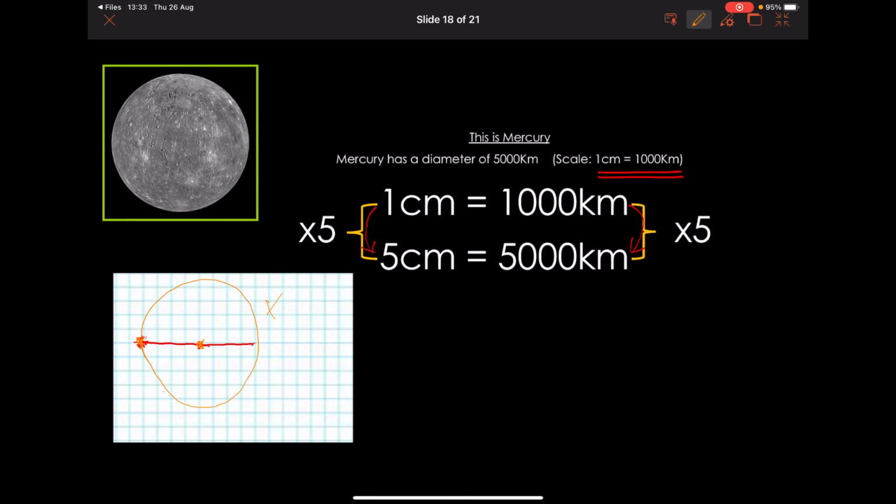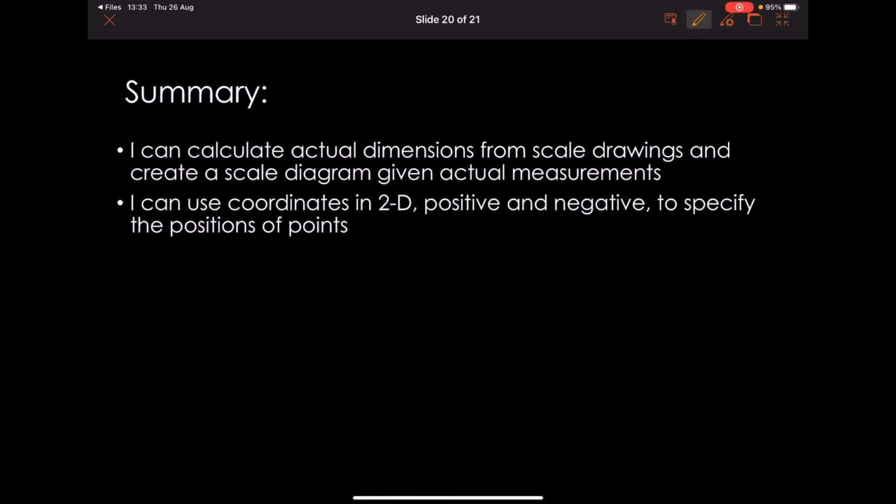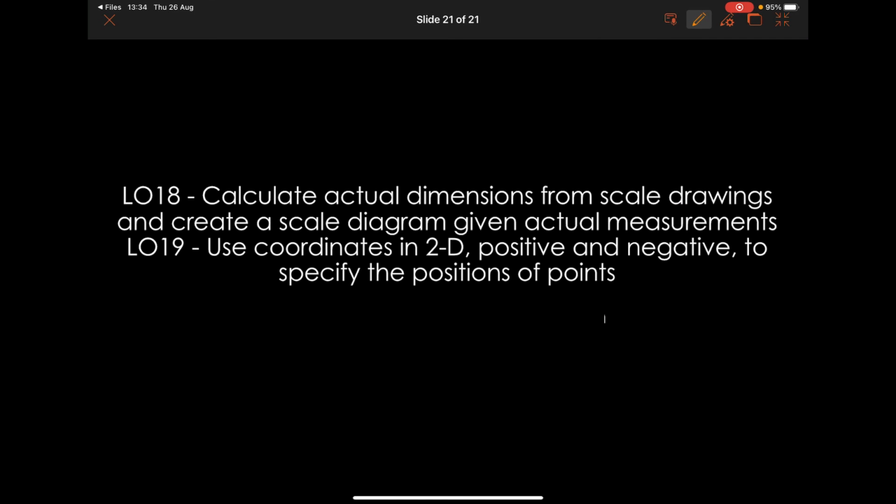Okay then, brilliant. I hope you feel better now about calculating actual dimensions from scale drawings and creating scale diagrams given actual measurements, and I hope you feel confident plotting coordinates in positive and negative grids. Alright? So I look forward to seeing how you do on this assignment, and I'll see you in the next video.